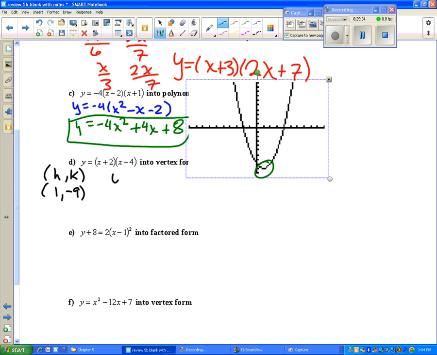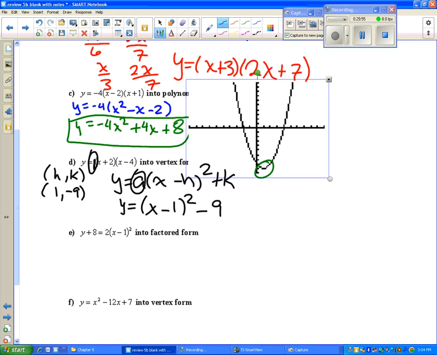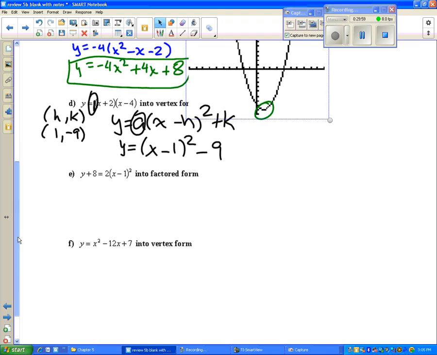So vertex form is y equals a times x minus h squared plus k. The a here is going to be the same as the a here. The a on D is 1, so y is equal to 1 times x minus h, which is x minus 1 squared, plus a negative 9, or minus 9. That's vertex form.